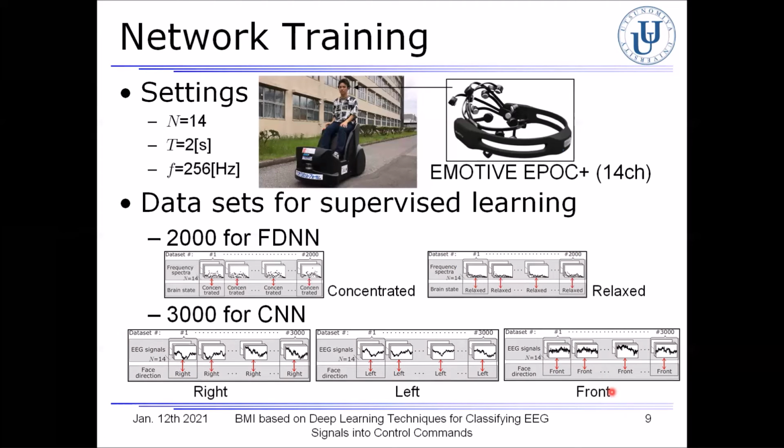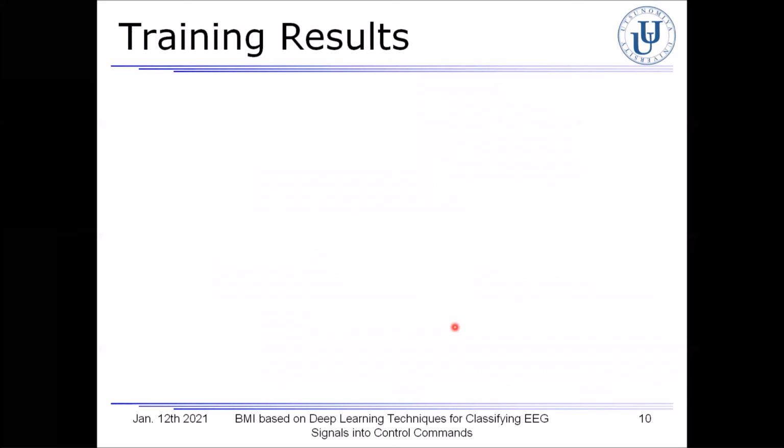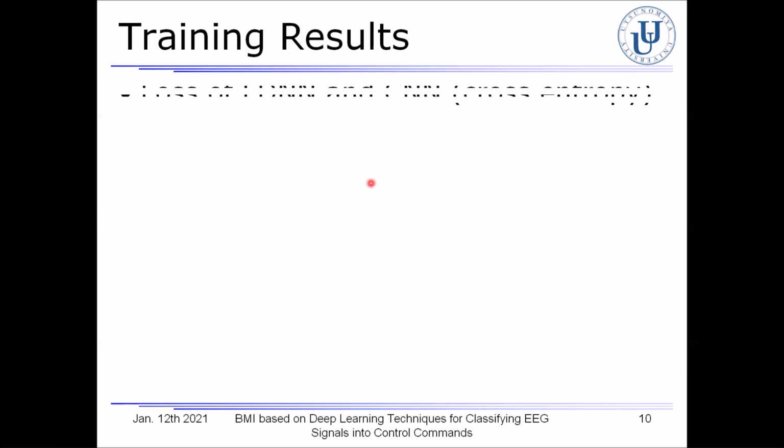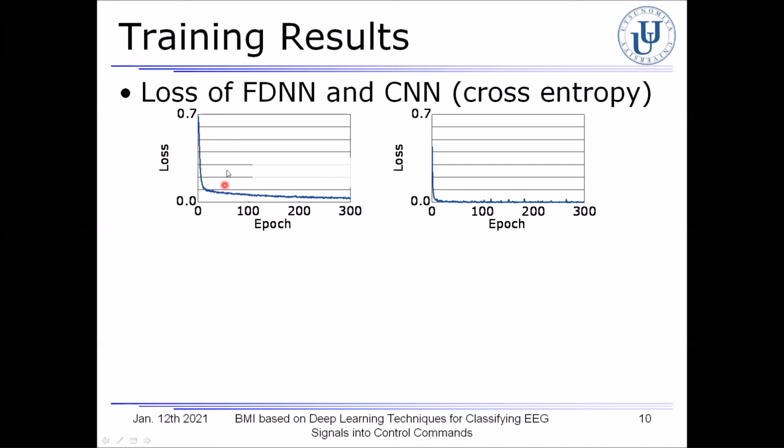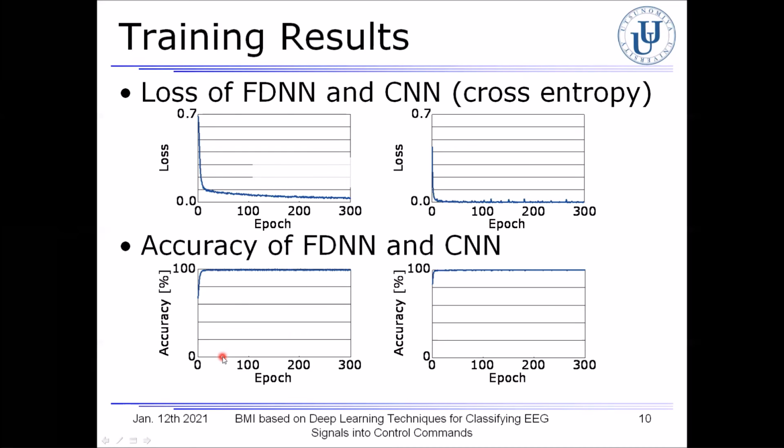The network training proceeds so that both the FDNN and the CNN estimate the annotated brain state and face direction. If the network training proceeds correctly, the FDNN and CNN are able to gradually estimate the brain state and face direction of the user for the input EEG signals. These figures show the loss of the FDNN and the CNN based on the cross entropy. And these figures show the accuracy of the FDNN and the CNN.